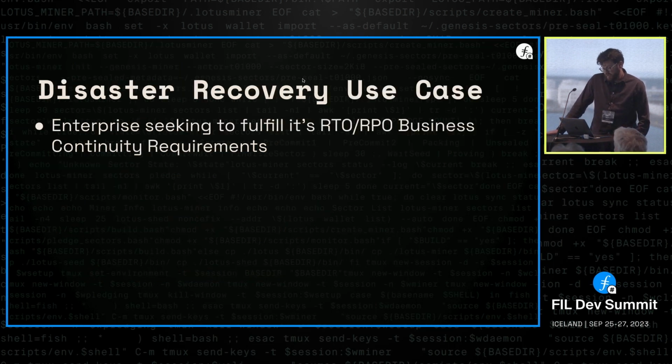So, disaster recovery use case. This is a pretty straightforward one. There are 3 examples. Usually I like to do 3 dots, but enterprise seeking to fulfill its RTO and RPO business continuity requirements, this is it in a nutshell. I'm an enterprise, and I have a chief security officer, and I need to have a business continuity plan. A lot of compliances actually require that. HIPAA does. I was a chief privacy officer too at Wasabi. That's a fun gig to do. But yeah, you have to have business continuity of all your run-the-business technologies.